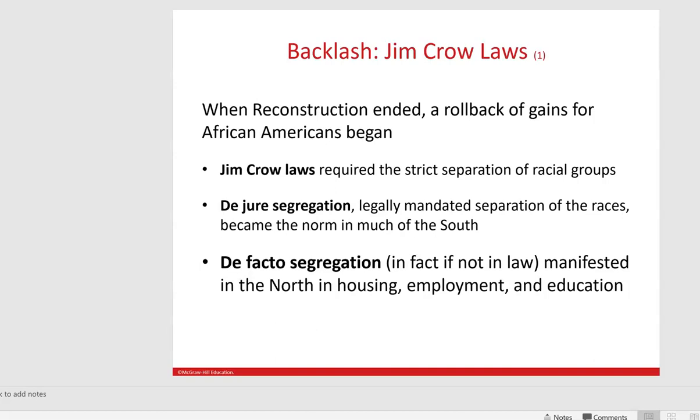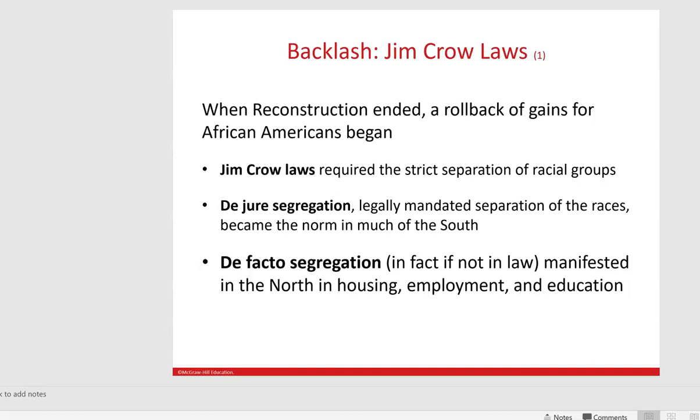Then we had something called Jim Crow laws. Jim Crow laws actually just returned the African Americans back to their pre-slavery days, where numerous roadblocks would impede them from voting. Essentially, it ensured ongoing segregation. Jim Crow laws required the strict separation of racial groups.